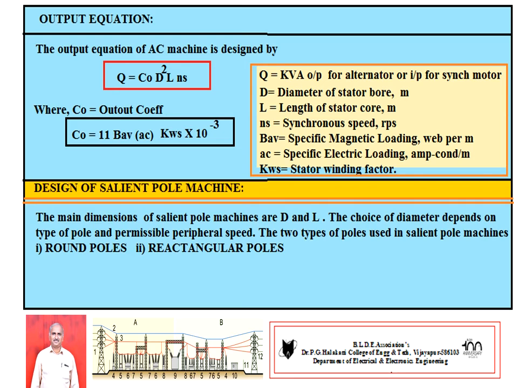Practice. So, next, design of salient pole machine. The main dimensions of salient pole machines are D and L. The choice of diameter depends upon type of pole and permissible peripheral speed. There are two types of poles in salient pole machines. One round poles, another rectangular pole.